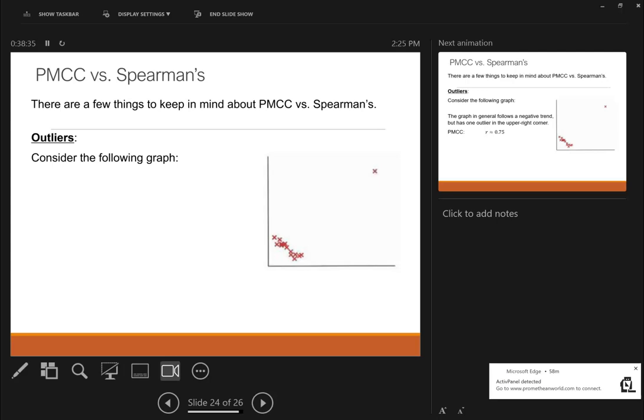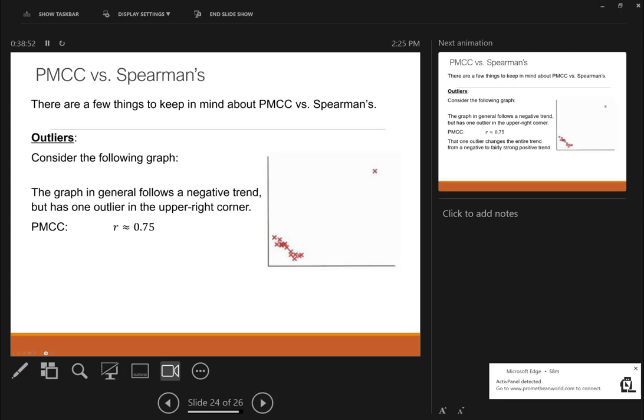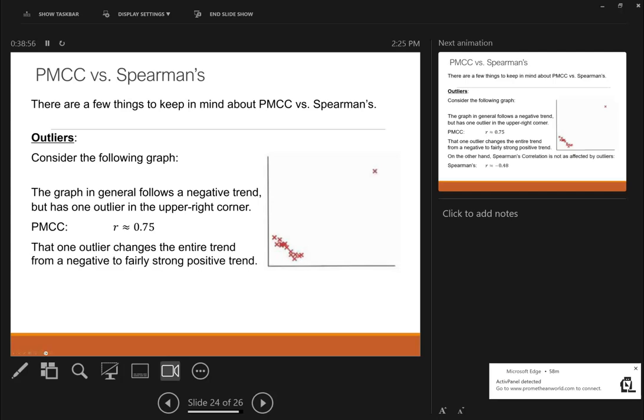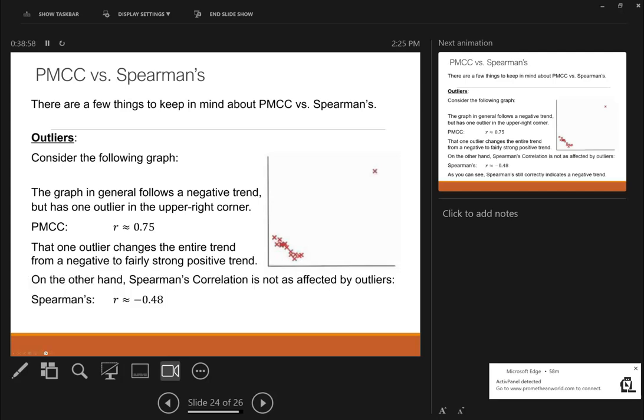All right, let's do some comparisons between Pearson and Spearman statistics with regard to an outlier. Here's my graph. I got one crazy outlier, right? It's an outlier in both the X and Y directions. The Pearson statistic, 0.75. The Spearman statistic, negative 0.48.